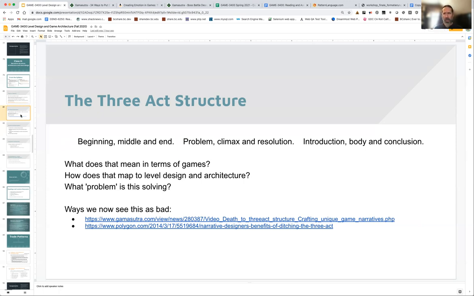So what does it mean in terms of games? Absolutely, games have a beginning, games have an end, and there's stuff in between. That must be the middle. So there you go, they fit the three-act structure. Yeah, maybe. Games tend to be complicated things, so do they fit it perfectly, the way it fits a lot of other forms of narrative? Games are more of a problem.